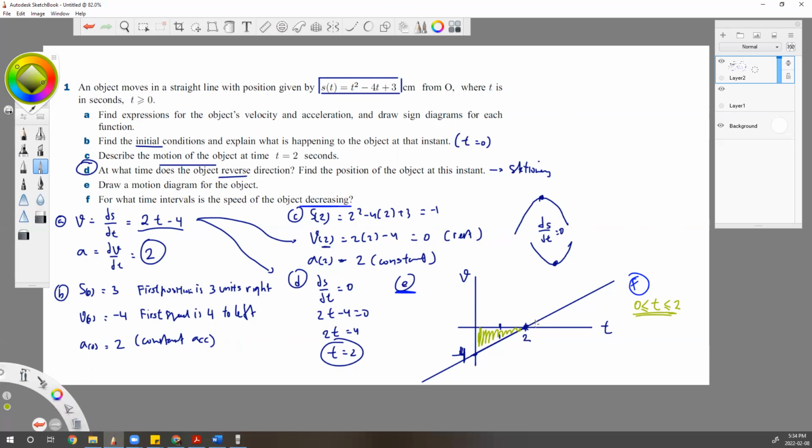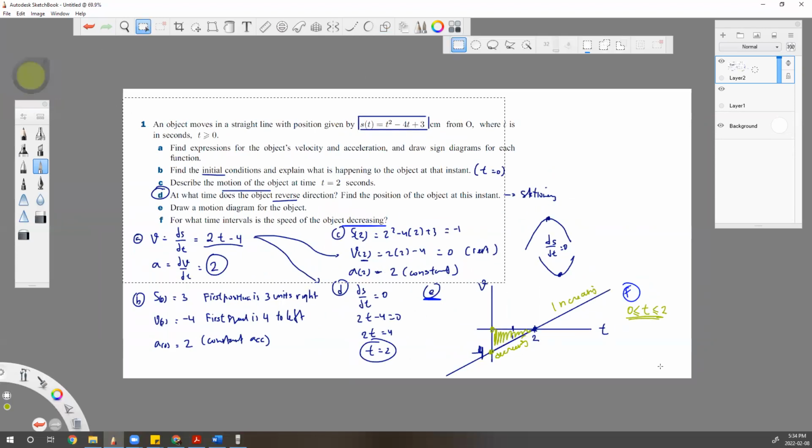Okay, from 2 to the next part is increasing, right? So it is increasing speed. And this will be decreasing speed. From -4 to 0, right? Nearer to 0 is decreasing. So it's decreasing from t 0 until 2, because the velocity is from -4, 4 to the left, until 0, right? That's the idea of decreasing function. Okay, that's it.